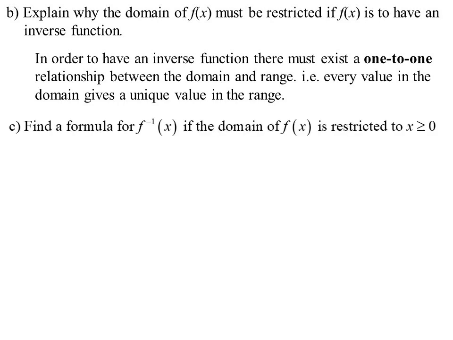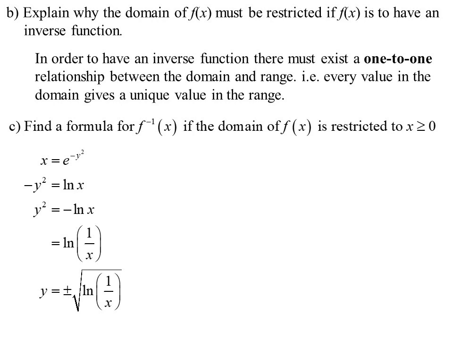Find a formula for the inverse, and they've asked us to restrict it to the positives for this one. If it's just x is greater than or equal to 0, it's alright. We'll swap the x and the y's round. So x is e to the minus y squared. Now we go through the process of making y the subject.